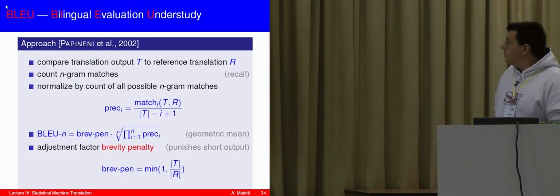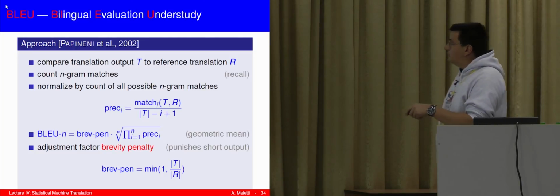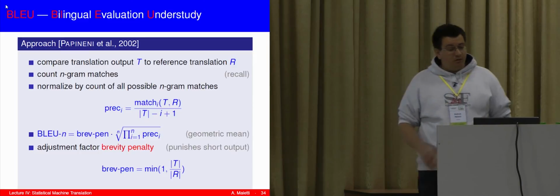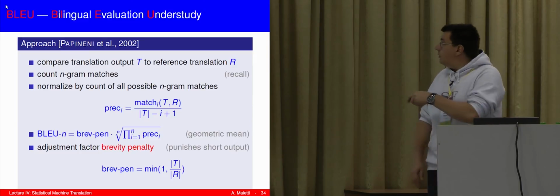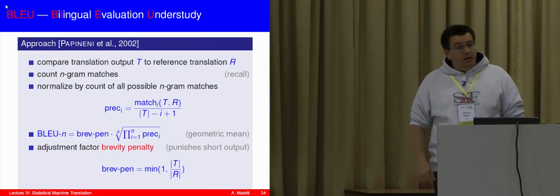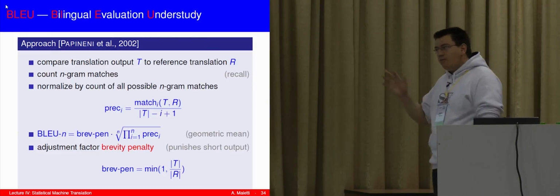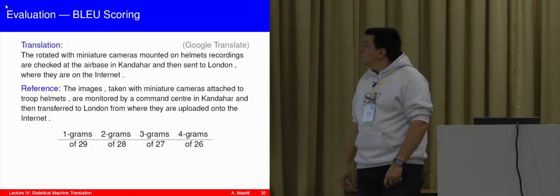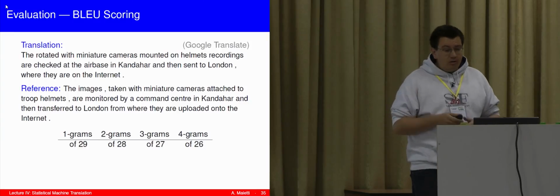Because this was a usual trick how to get this score high up, right? Because if you're very short, there are very few n-gram matches which are possible, and even if you get very few, you'll have a high score. Okay, so here's how you could score this.